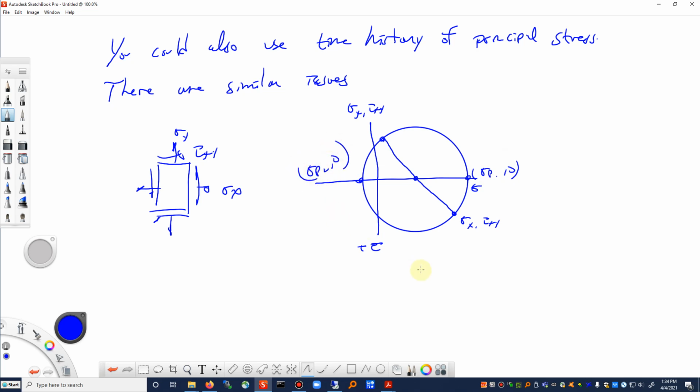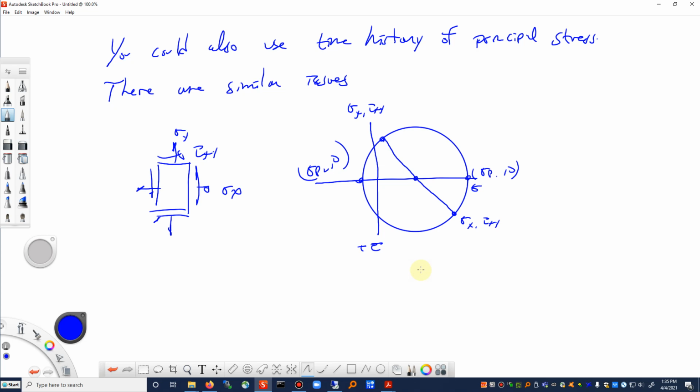But again, if you go back to pure torsion, then you still have this issue of which one really is sigma p1? Is sigma p1 always defined as your positive stress? And then you have this kind of clipping waveform again. So again, I would tend to avoid principal stress calculations when you have multiaxial histories like this.